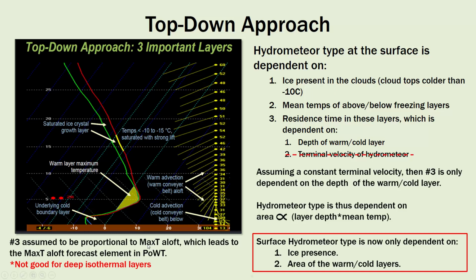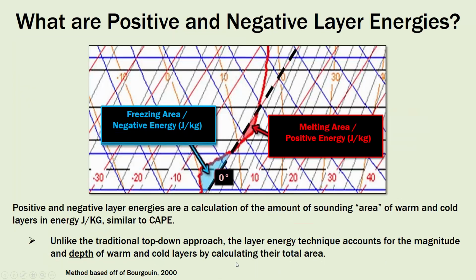Now, the max TW aloft method assumes that the mean temperature or the maximum temperature in the layer is proportional to the depth of that layer. This, however, is not a good assumption for deep isothermal layers, as we'll see. So just to talk a little bit about what positive and negative layer energies are, you can think of them as positive or melting energy or freezing energy.